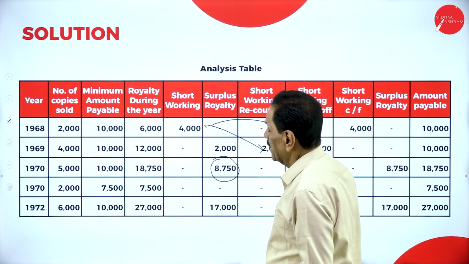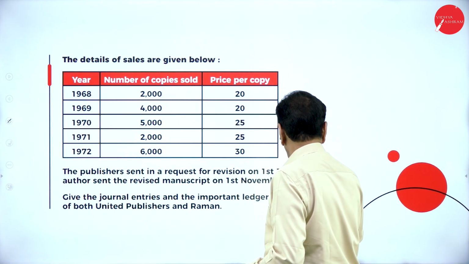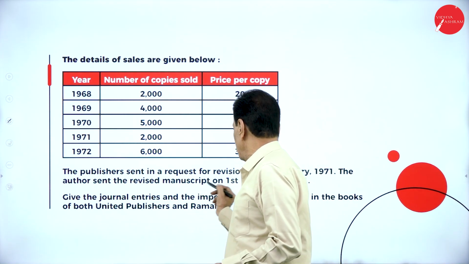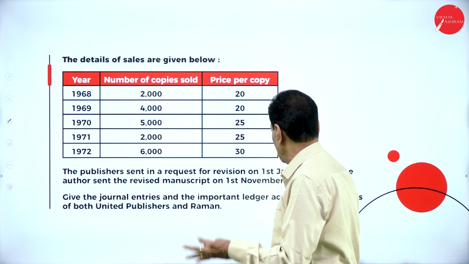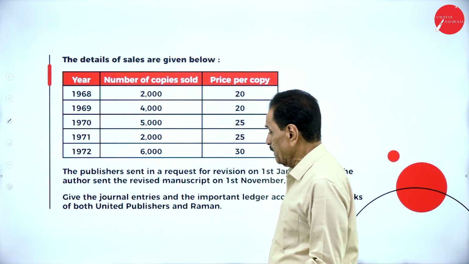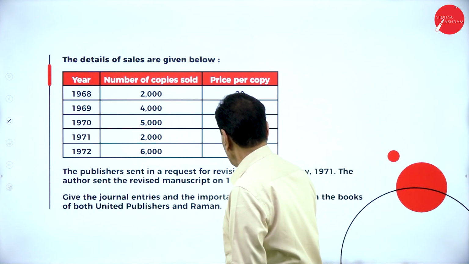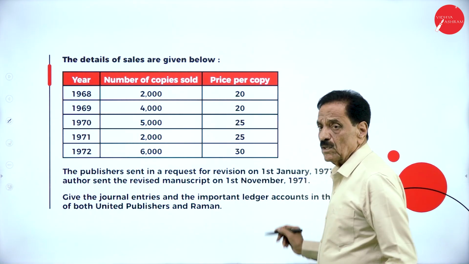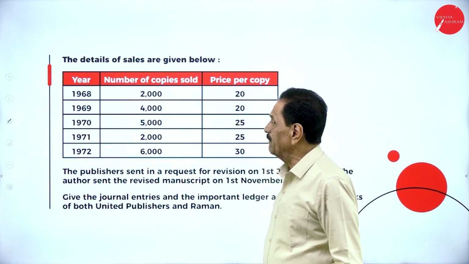In this year, he says, the law. The publisher sent a request for revision on 1st January 1971 and the author sent the revised manuscript on 1st November. So, 1st January, February, March, April, May, June. So, he sent it in July, August, September, October. So 4 months delay, each delay fine of rupees 500.